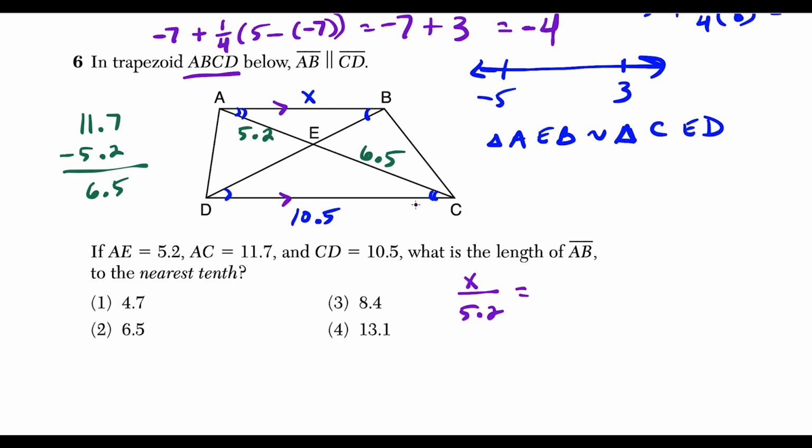So the single and double notch corresponds to 10.5 divided by the side 6.5 here is the other one that we're looking at, because 6.5 goes from the double notch to this central angle over here, which corresponds to the 5.2. So now all we have to do is solve for X, and we could cross multiply, or we could just multiply both sides by 5.2.